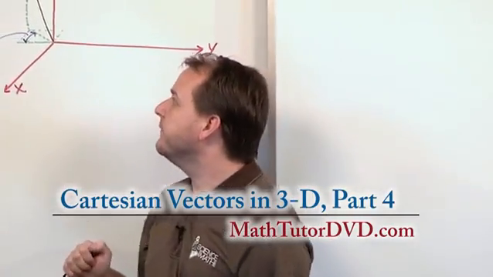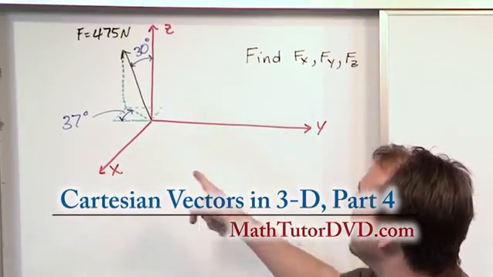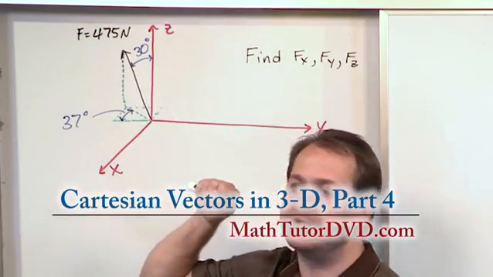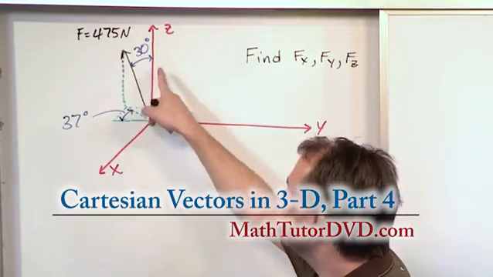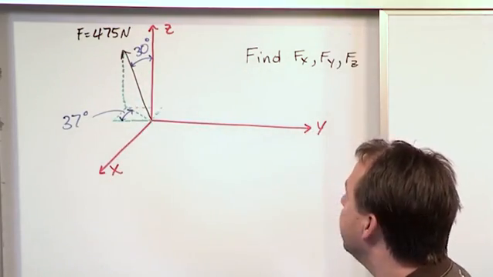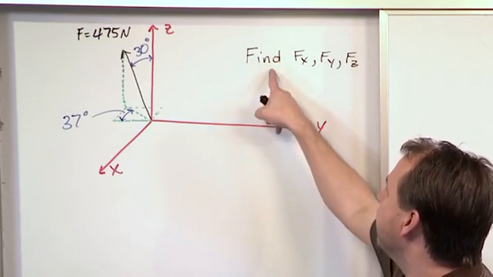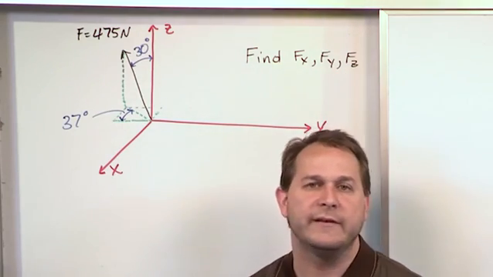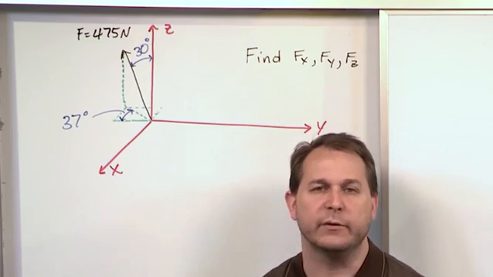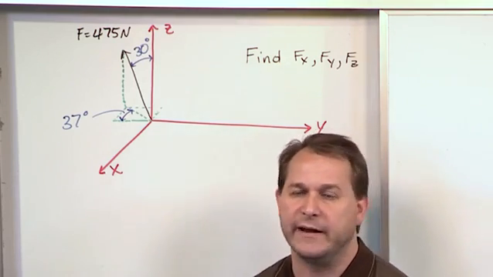Here we're going to work with this vector in 3 dimensions. So we're given a vector, the magnitude of which is 475 newtons. We're given a couple of angles on the diagram here in 3 dimensions, and we're asked to find the Cartesian components, Fx, Fy, and Fz, and to assemble the vector representation here.